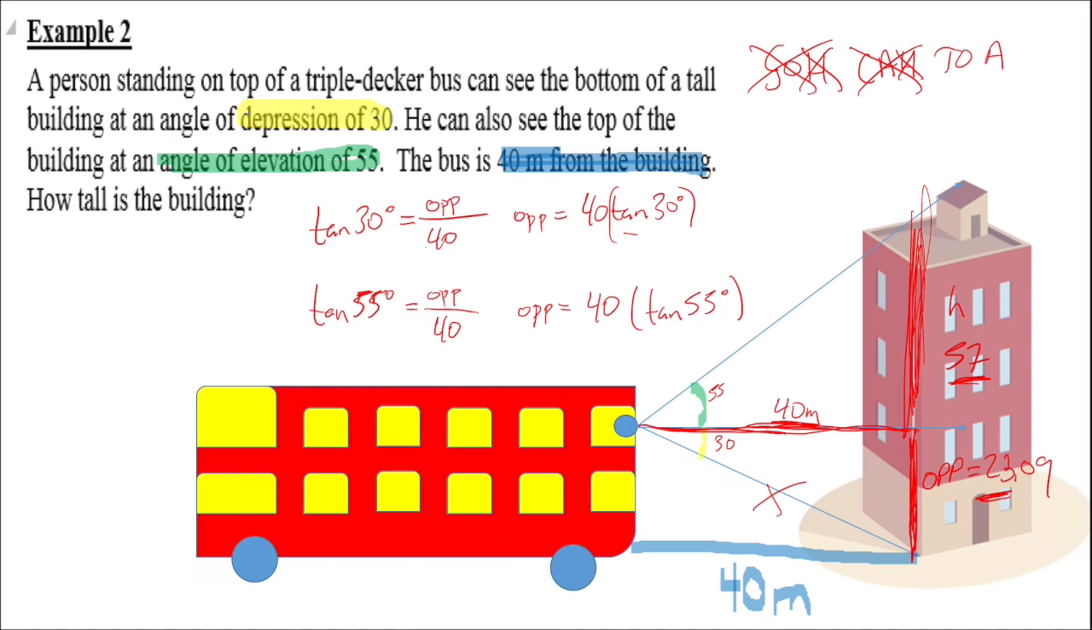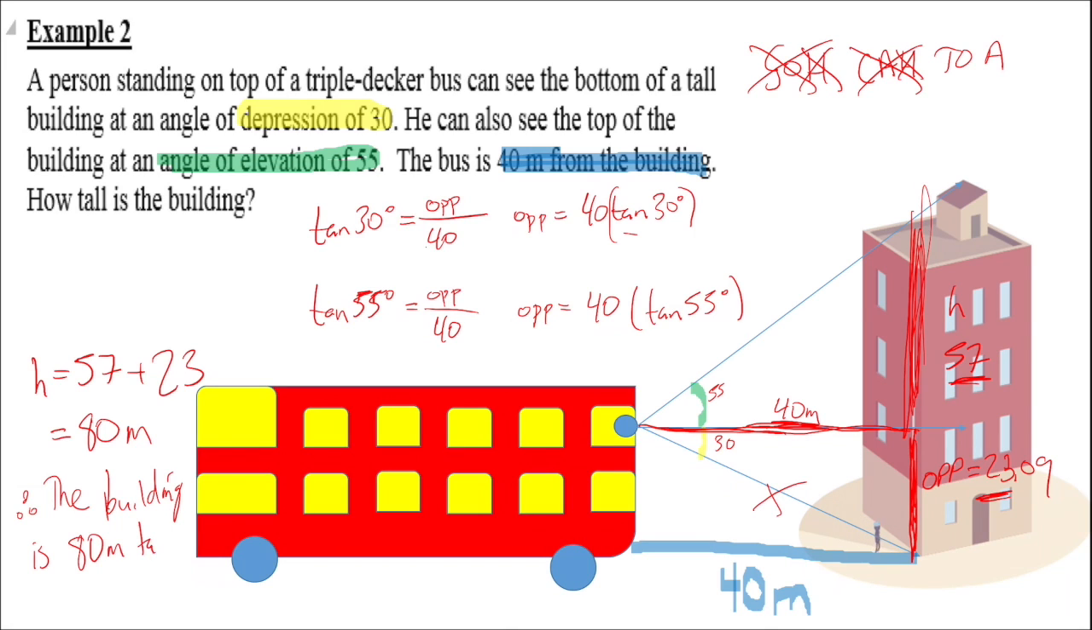So the height of the building is 57 plus 23. Height equals 57 plus 23, and that's equal to 80 meters. Therefore, the building is 80 meters tall. And that's it for example 2.